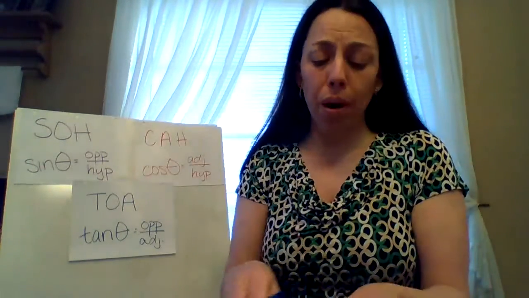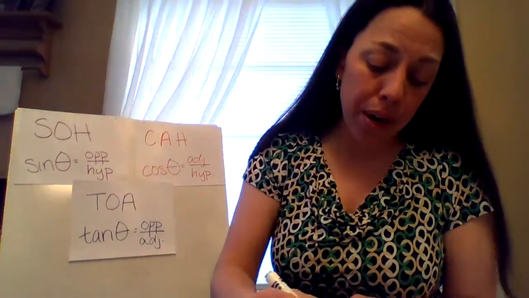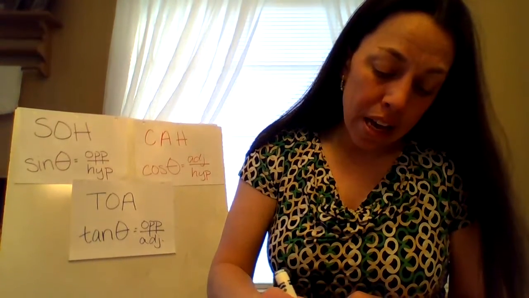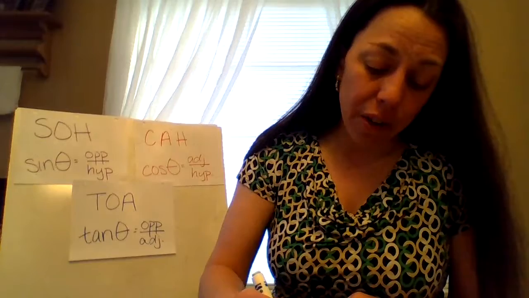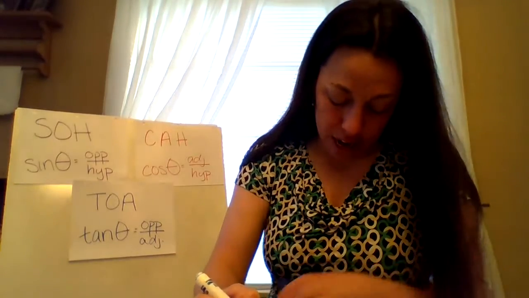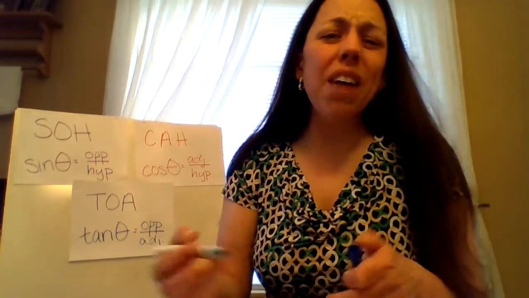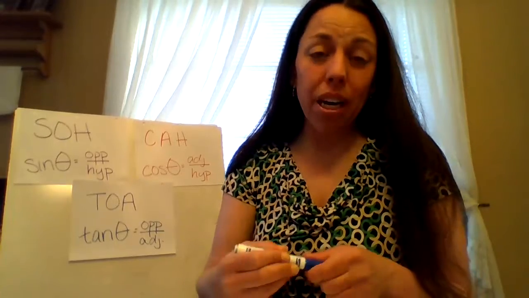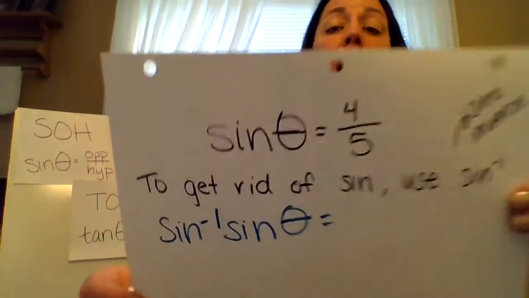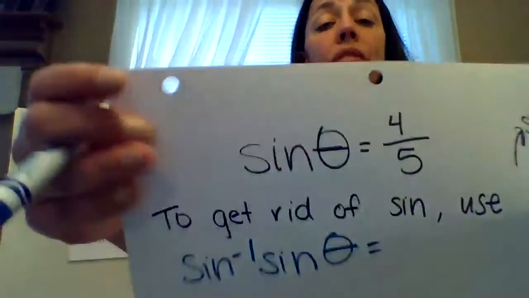Now, hopefully the blue marker will look different enough on this paper, but sine and sine inverse are kind of like multiplication and division. If we have times 3 and divide by 3, they cancel each other out. So please look at what I wrote on this side of the problem.